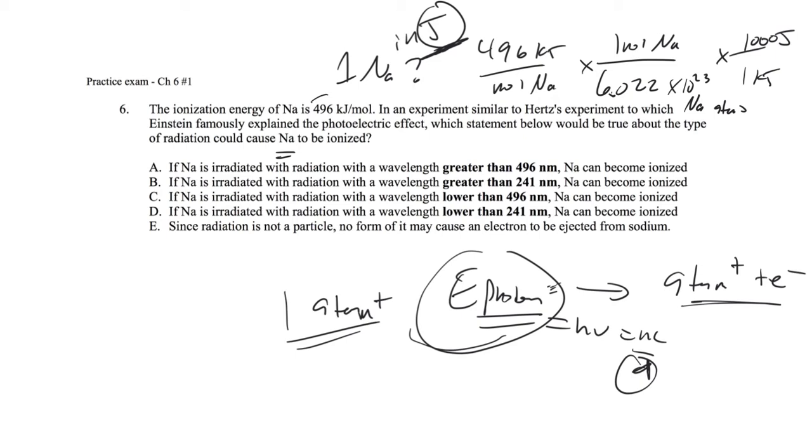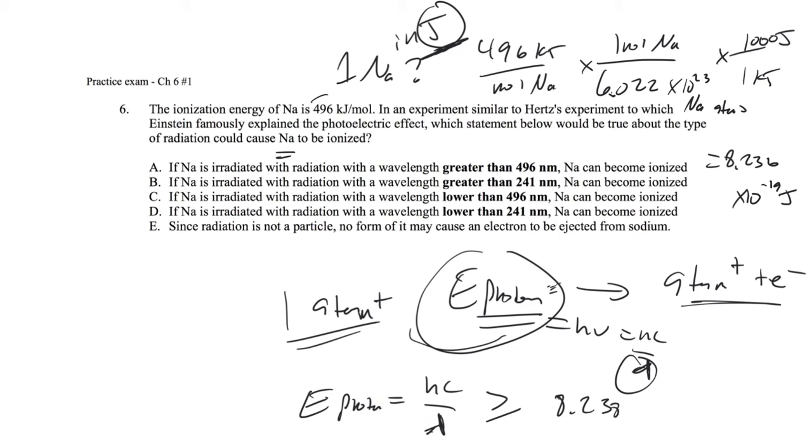That's 8.236 times 10 to the minus 19 joules. And so my photon energy, which is equal to hc divided by lambda, because I want to find the wavelength here, if this energy is greater than or equal to 8.236 times 10 to the minus 19 joules, then we should be able to have the atom ionized.